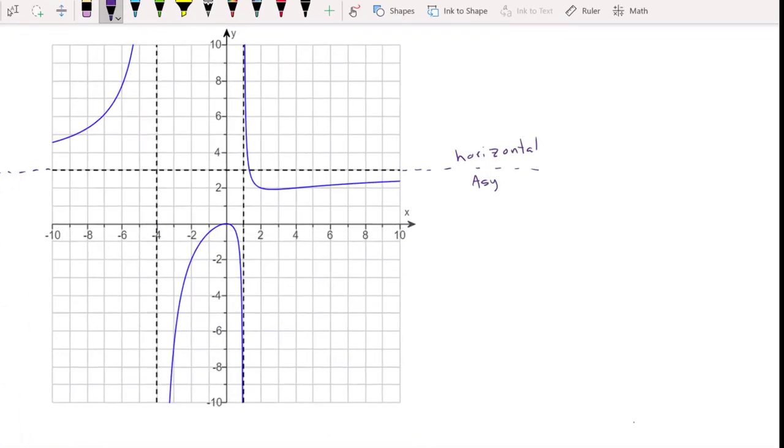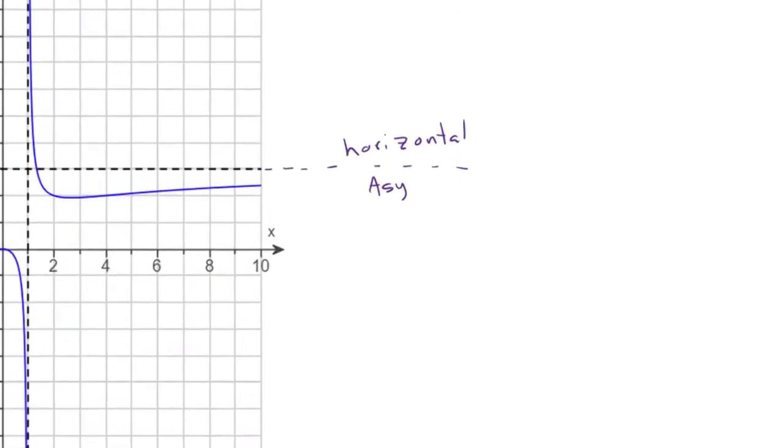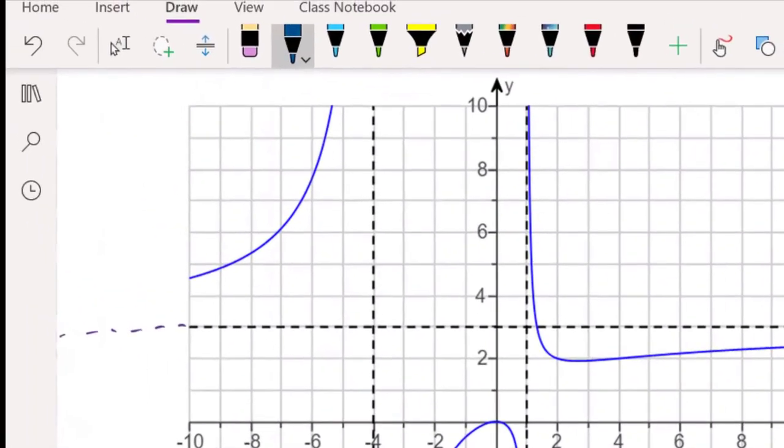And if you kept on drawing this graph, basically what's going to happen is this graph would keep getting closer and closer and closer to this horizontal line as it keeps going out. So that's how horizontal asymptotes work. Also, back here on the left side of the graph, it would be coming down and getting closer on the back end to that horizontal asymptote.